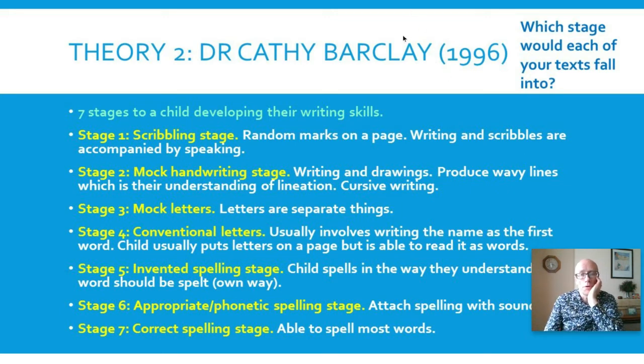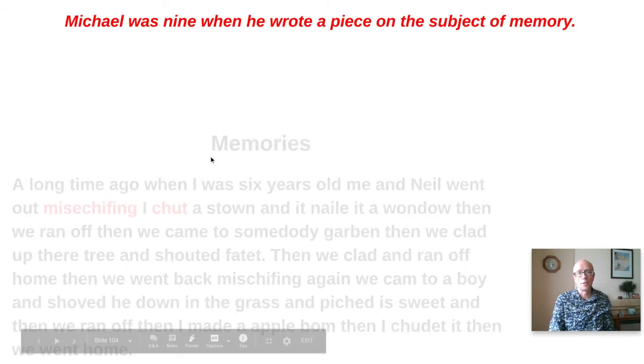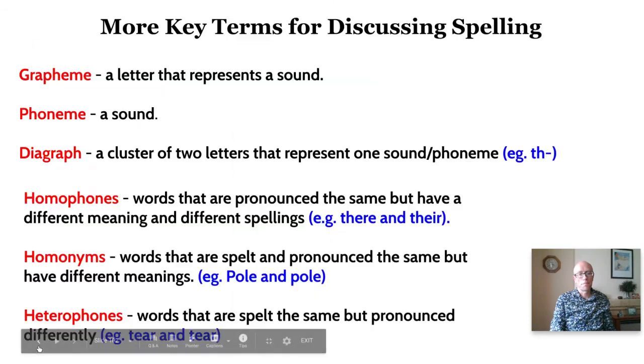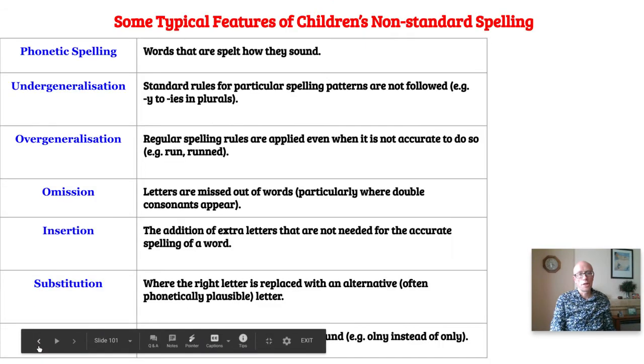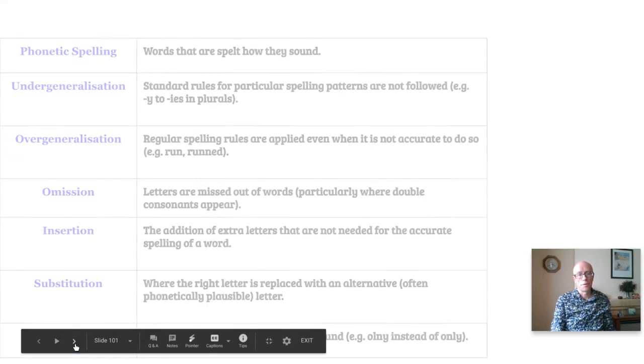Okay, let's move on if we can. Okay, so let's think about terms that we could be using for discussing spelling. Problem here with the mouse. Okay, let's go back. Let's see if we can do this. Technical hitch here. Done that. Right, here we go.